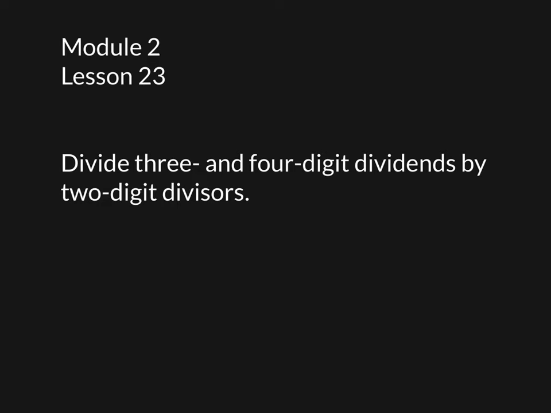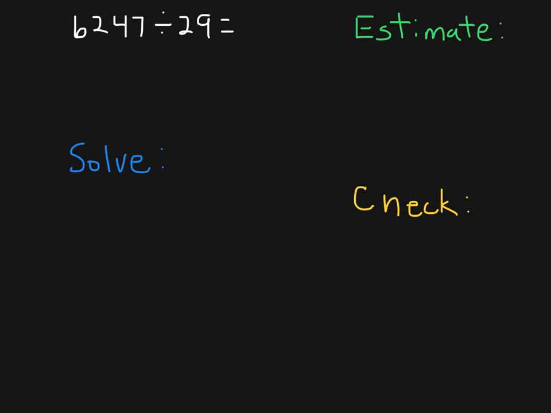Hello everyone. Today we're working on Module 2, Lesson 23, and we are still dividing 3 and 4 digit dividends by 2-digit divisors. Let's start off with 6,247 divided by 29.